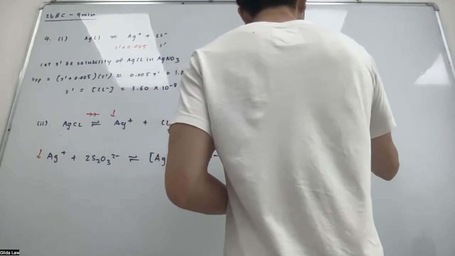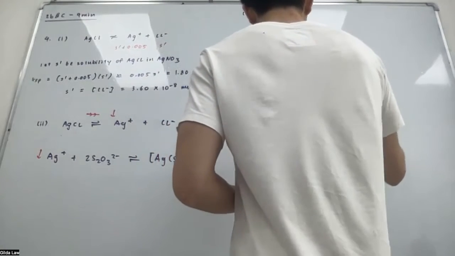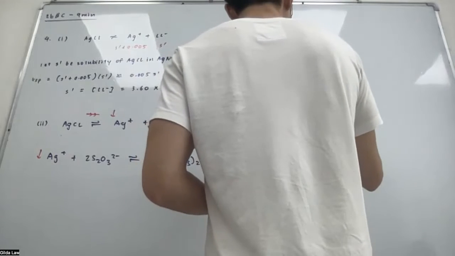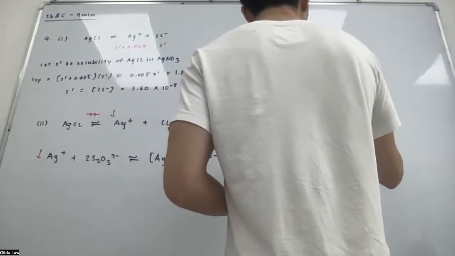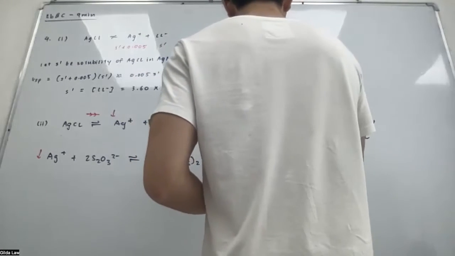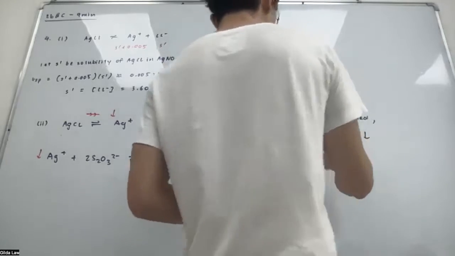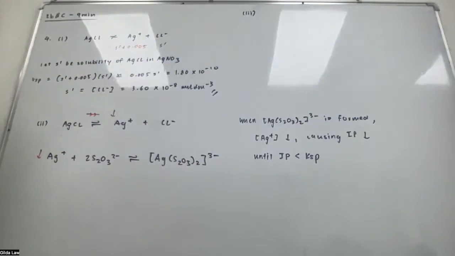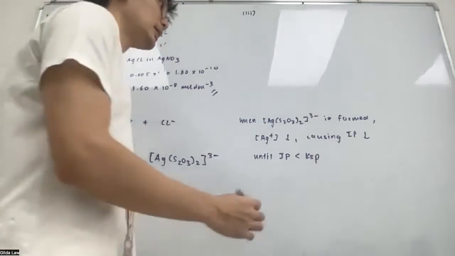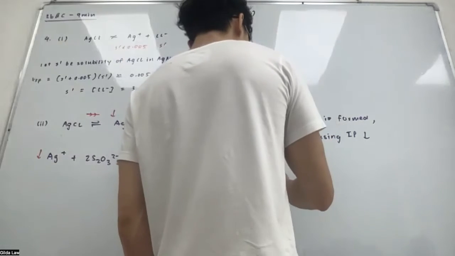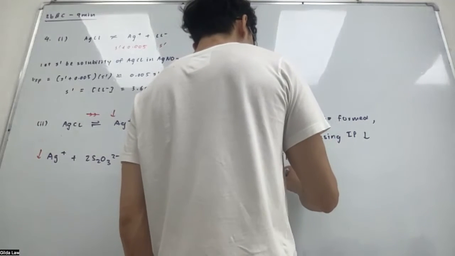Okay, when the complex is formed, the concentration of Ag+ drops, which causes IP to drop below KSP. So take note, guys, this is a KSP question. You need to talk about IP lower than KSP. Don't just tell me about the position of equilibrium. Telling me both is okay, but you must minimally tell me IP is less than KSP. And when that happens, then you can tell me the solubility increases.